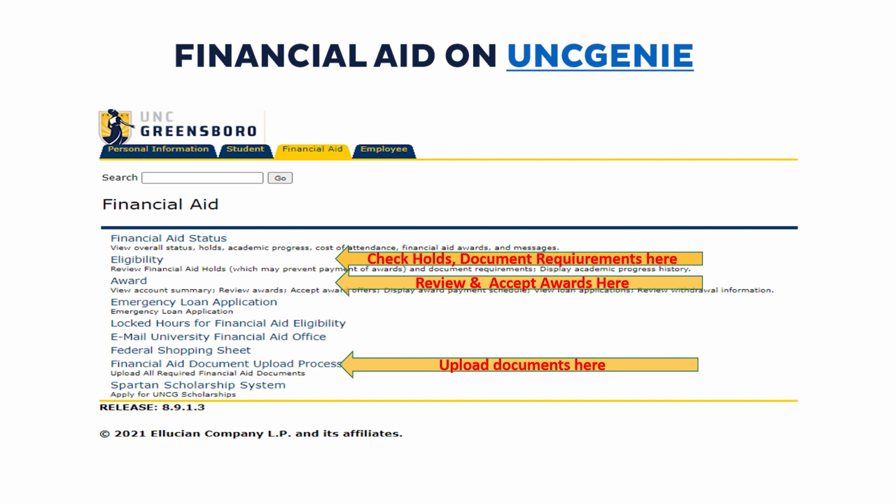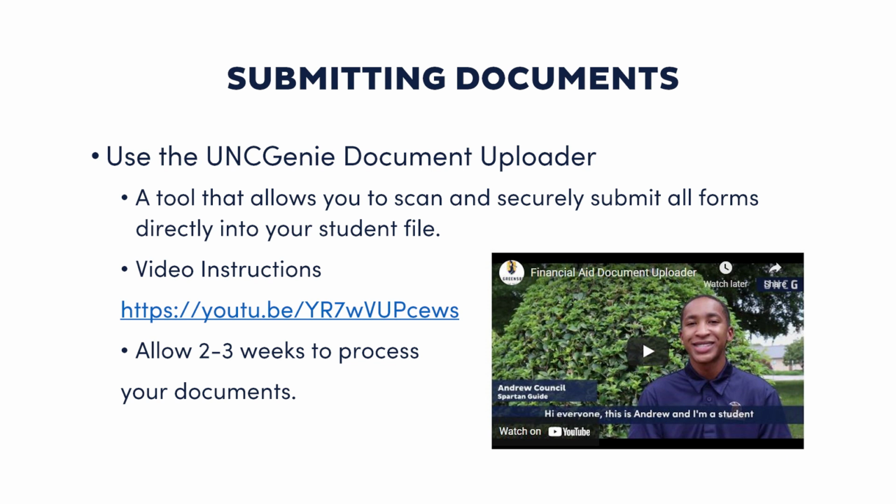Select Eligibility to check for holds and missing requirements. Select Award to review and accept your financial aid award. If you need to submit documents, use the Document Upload feature. This tool puts the documents directly and securely into your file. This YouTube video provides step-by-step instructions on how to use the uploader. You should allow 2 to 3 weeks for document processing.